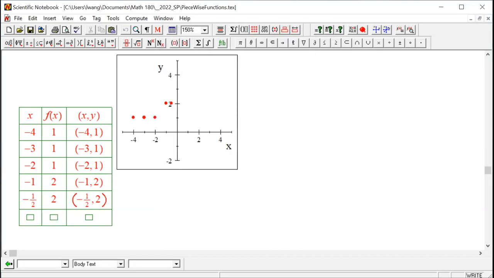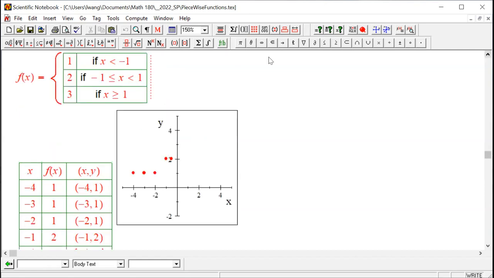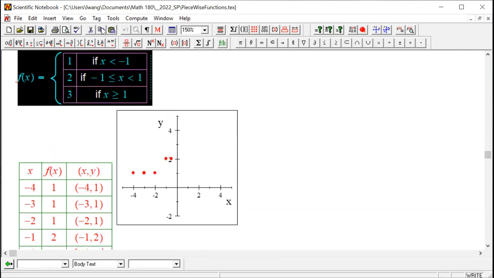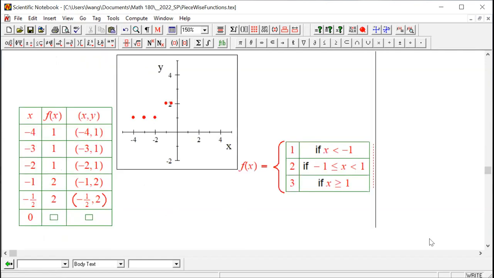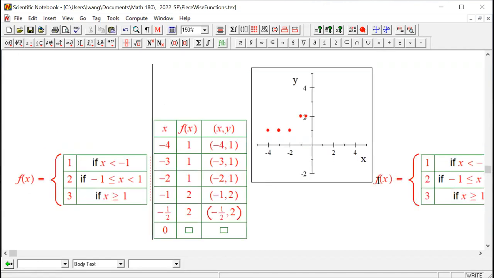So what if I pick input 0? Then we check the condition, right? So I'm going to put this condition right here so we can see them all at the same time. Maybe I put it in the front. That looks better? Yes, that will look better.